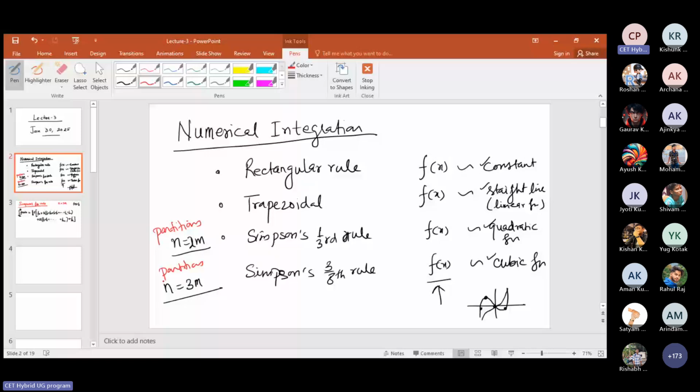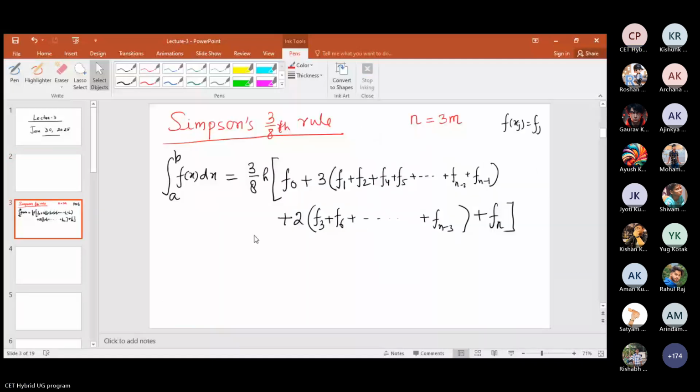This is what you choose, and because of that, the points which you get, they become like 3m plus 1 or 2m plus 1. So if you are having confusion here, then Simpson's 3/8 number of points will be equals to 3m plus 1. I think now it makes clear. So now everything is probably clear, right? No confusion at all.